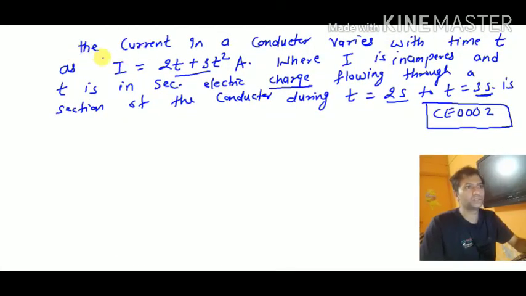Okay, so the question is on your screen. The current in a conductor varies with time t as I is equal to 2t plus 3t square amperes, where I is in amperes and t is in seconds. So what is the electric charge flowing through a section of the conductor during t is equal to 2 seconds to t is equal to 3 seconds? Basically they are asking about electric charge, and this was asked in C0002. So let's see how to do it.